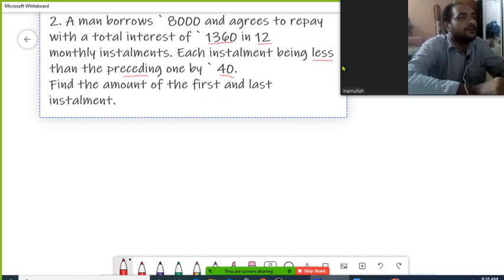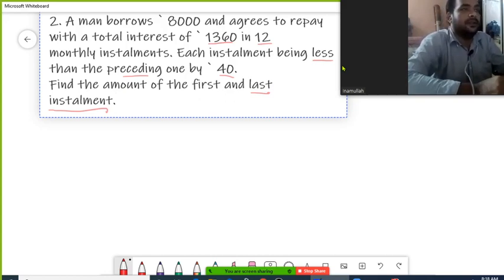So you need to find out T1 or Tn. T1, that is A. Tn means the last installment. There are a total of 12 installments. So you need to find out the value of A and then T12. So these are two requirements for this question. Now, first we will write down what is given.